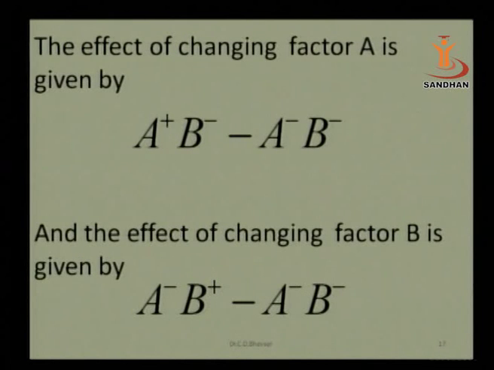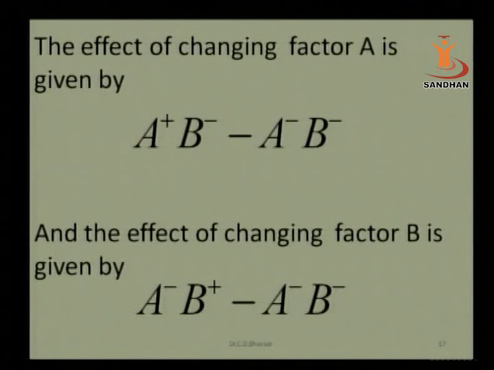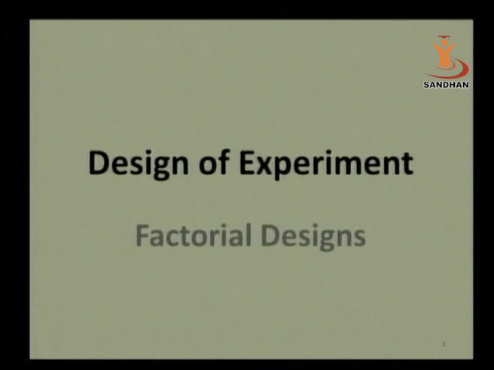That is, in the first one we keep B minus as it is and A plus is changed to A minus, and in the second one B plus is changed to B minus and A minus remains as it is. So now Professor Parvinder will continue.